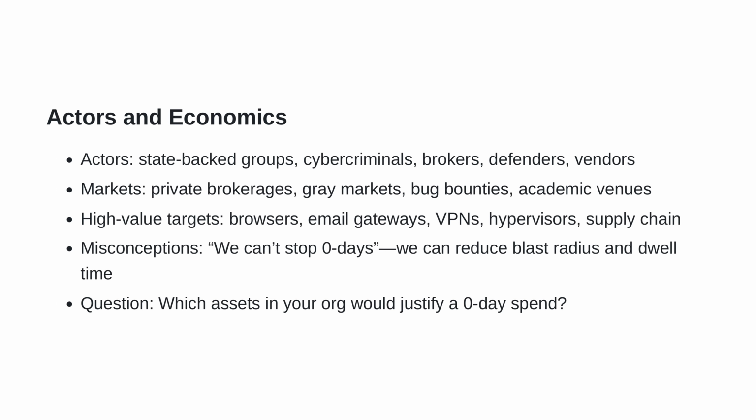Targets with the biggest payoff are those with reach or choke point control: browsers on endpoints, email gateways that parse untrusted content, VPNs at the perimeter, hypervisors in multi-tenant cloud, and supply chain components that let an attacker fan out to many victims. A common misconception is we can't stop 0-days. You can't prevent every initial exploit, but you can dramatically reduce blast radius and dwell time with isolation, least privilege, segmentation, strong telemetry, rapid patching, and quick containment/rollback.